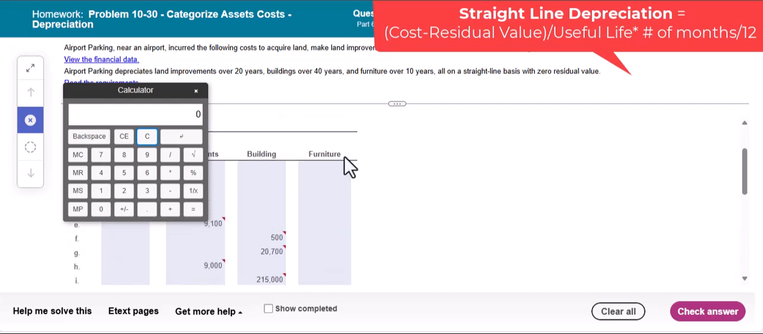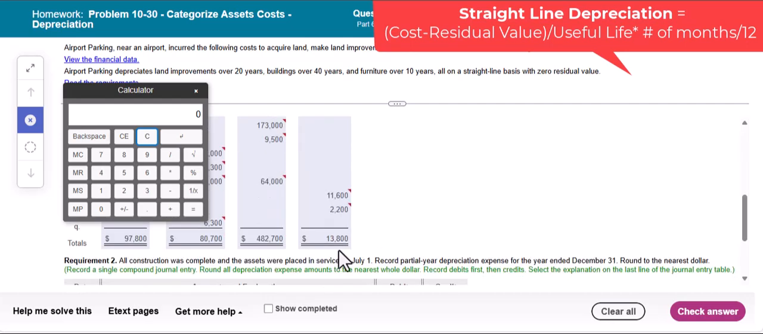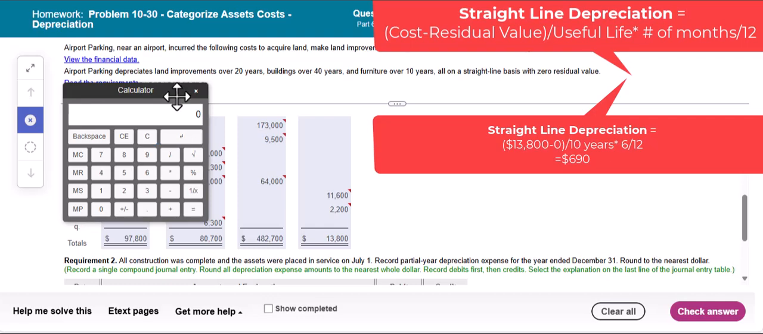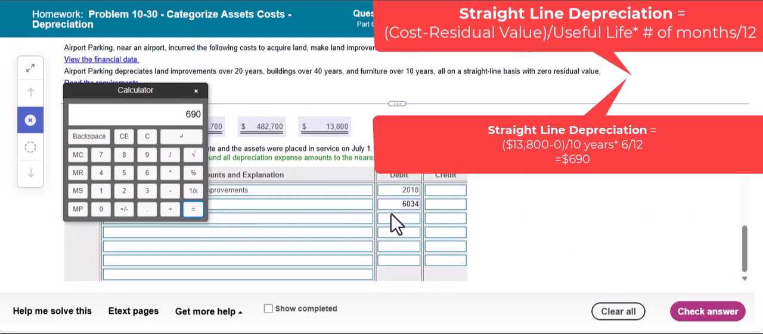We are depreciating the furniture here next. So that cost is $13,800. And then we're going to go ahead and check that useful life. It's going to be over 10 years that we are depreciating this. So let's go ahead and divide that number by 10. So that's the annual depreciation. And then we'll divide this by 12 to get the monthly amount and multiply by 6 to get, again, half a year's worth of depreciation for $690. So let's go ahead and input $690.